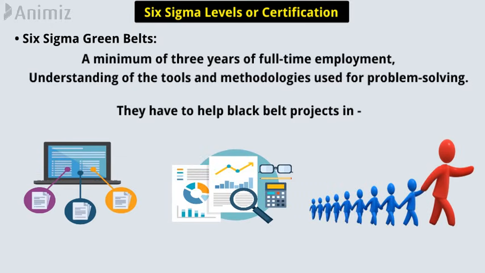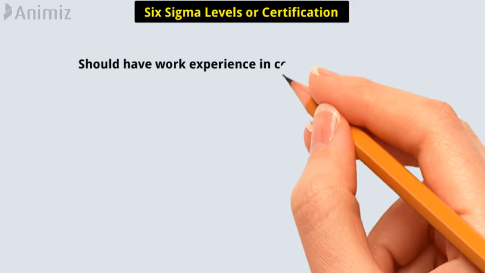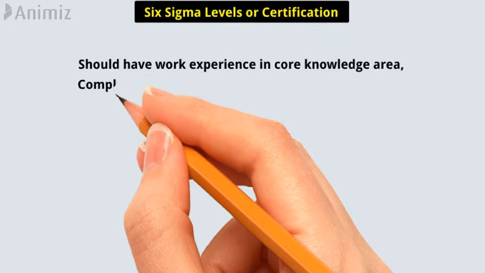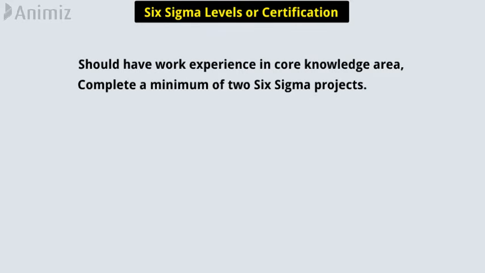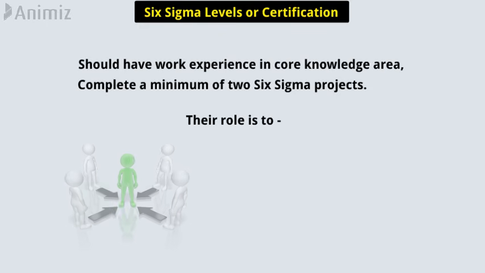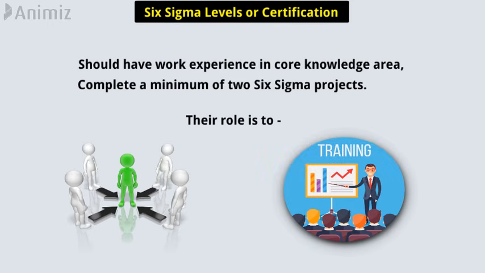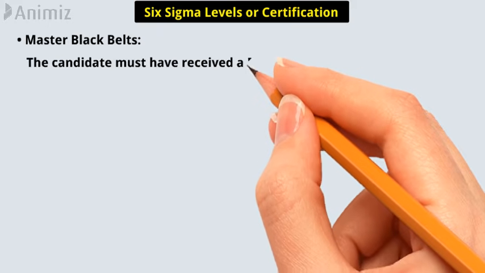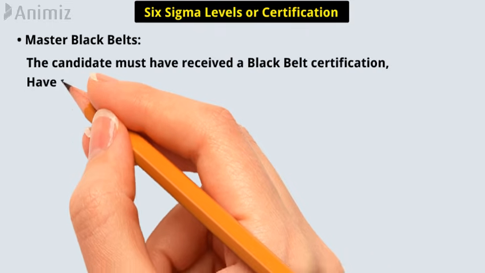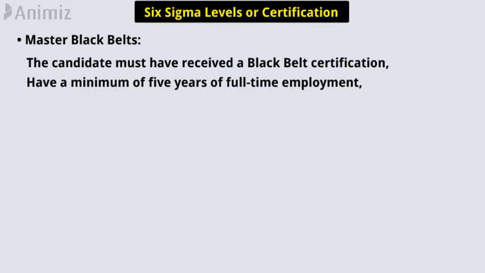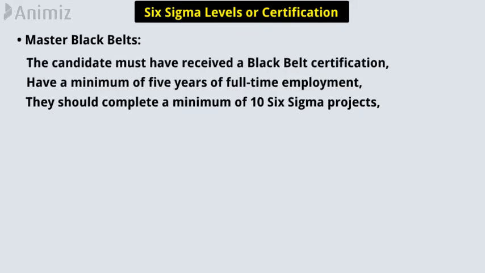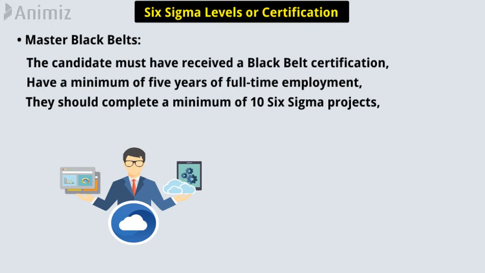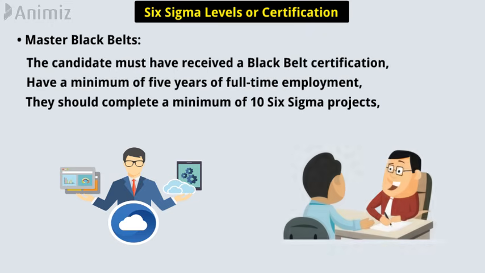or teams. Black Belt should have work experience in core knowledge area, and complete a minimum of 2 Six Sigma projects. Their role is to lead diverse teams in problem-solving projects, and give training to project teams. To reach the Master Black Belt level, the candidate must have received a Black Belt certification, have a minimum of 5 years of full-time employment, and complete a minimum of 10 Six Sigma projects. They work as an organization's Six Sigma technologist, and internal business transformation advisor.